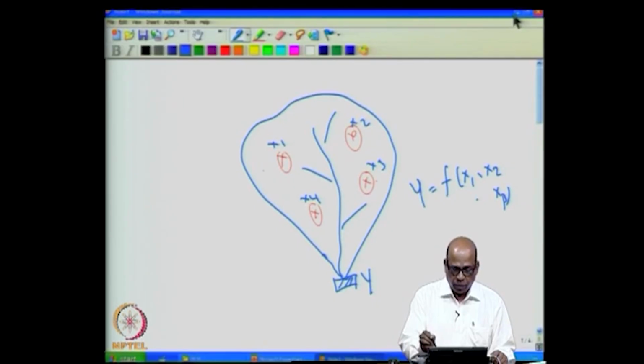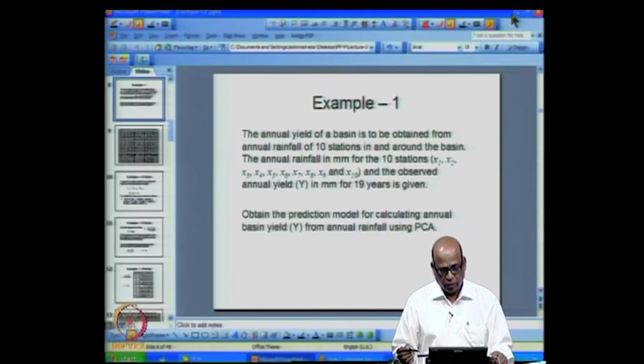For the principal component analysis, the first thing we do is to standardize the original data, that is, the independent variables, and also center the dependent variable data. Then we have to carry out the principal component analysis. How do we carry out the principal component analysis?